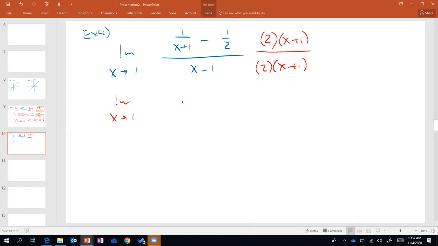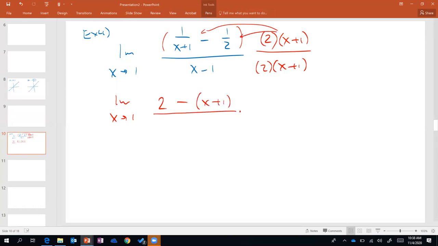X goes to 1. And let's see, this is going to be the big stuff here. So this goes to here. The x plus 1's cancel. I'm left with a 2. As that goes to there, the 2's cancel. I'm left with x plus 1.